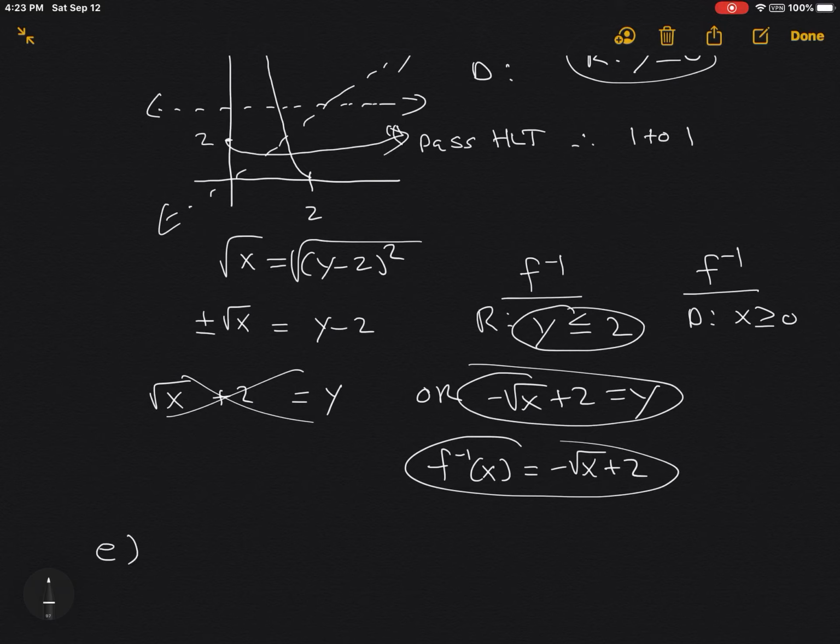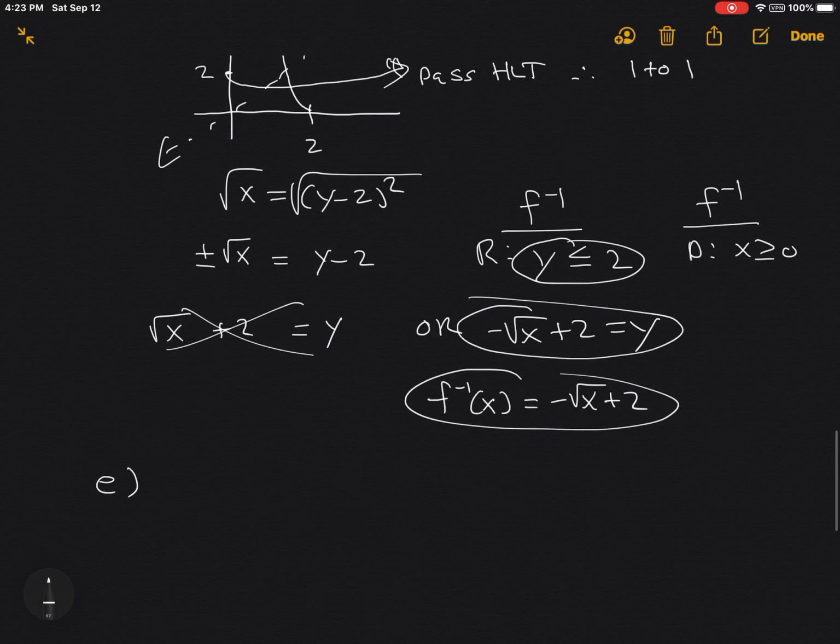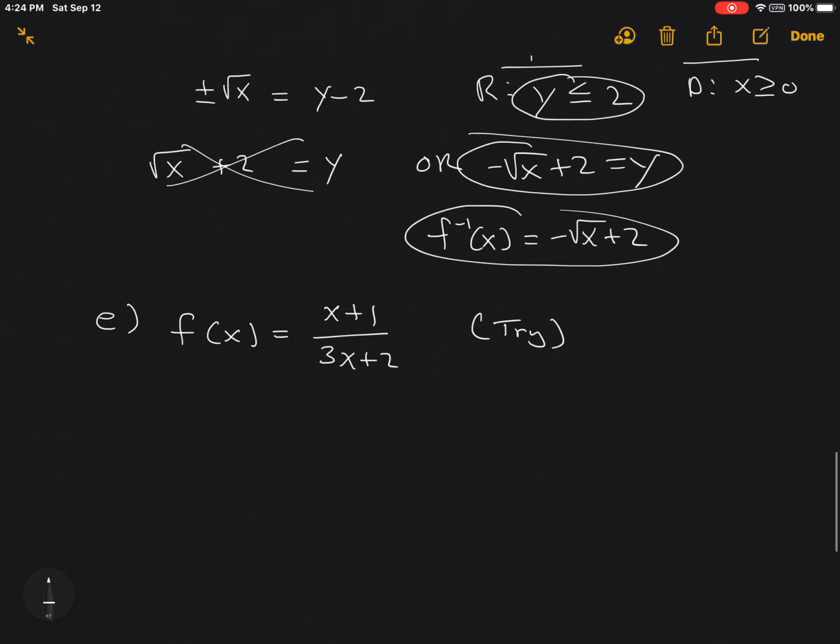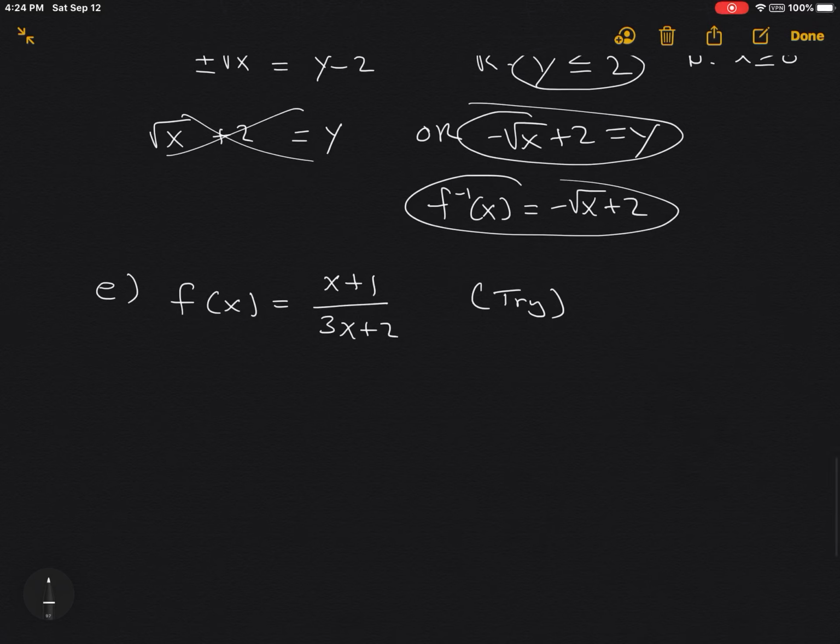Okay, so on the very last example, I want you guys to try this and maybe perhaps pause your video and see if you can verify algebraically first, and see if you can find the inverse if it exists. Okay, so try this one, and pause the video and see what you come up with.